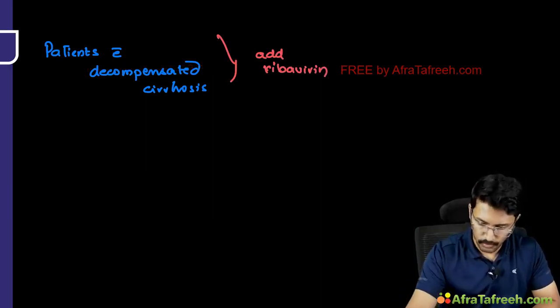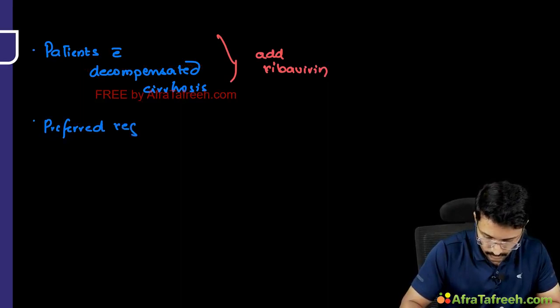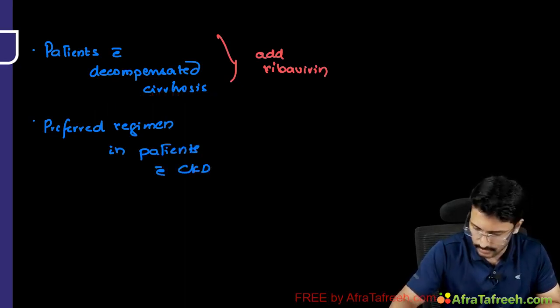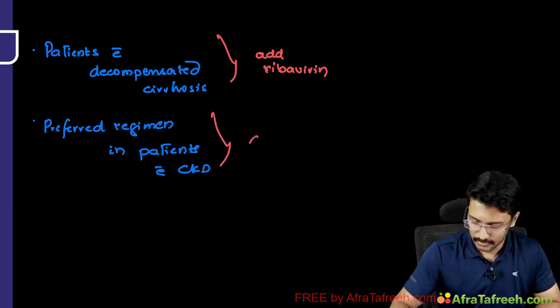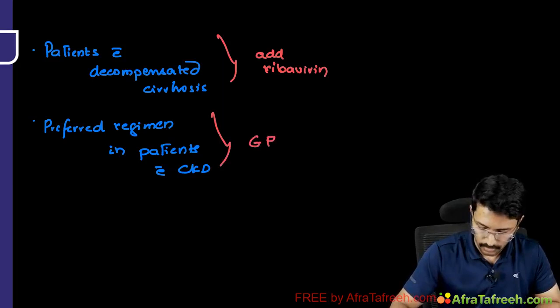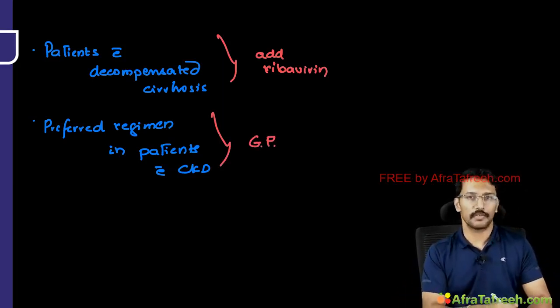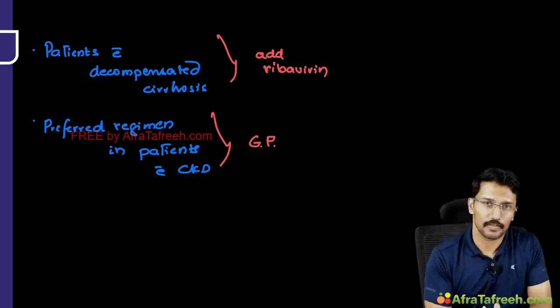Okay, now one last point to remember is the preferred regimen in patients with CKD, right? When CKD is there, better to send the general practitioner. So it is the GP, or glecaprevir pibrentasvir combination, that is preferred whenever the patient has impaired renal function and you need to start them on antivirals.